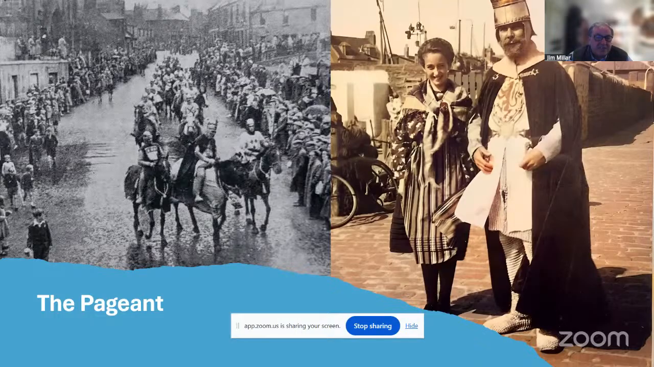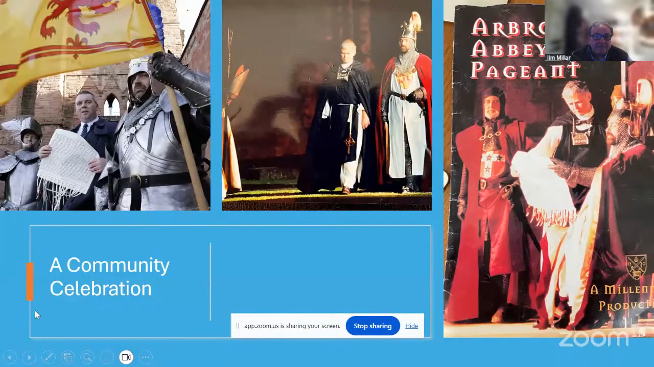The image that you see on your left is one taken from the 1948 pageant. And you can see the crowds that have gathered to see this fabulous procession. The image on your right is perhaps the best known Robert the Bruce, who took part in the pageant. And the reason I have this photo is because that's my late mother on the left. I'm not saying that was 1948, but it certainly was a while.